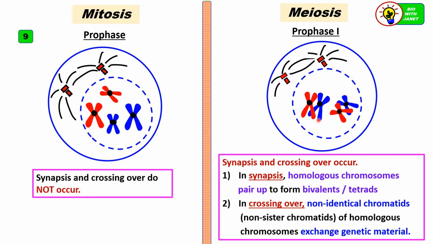And this will finally lead to variation, which is very important for the survival of the organism. Variation is very important to help the organism adapt to changing conditions in the environment and also for the survival of the organism.